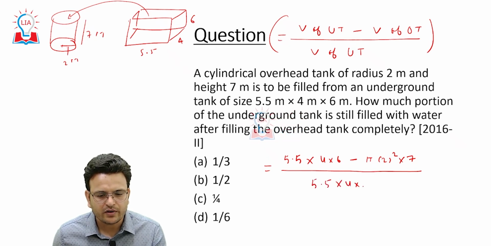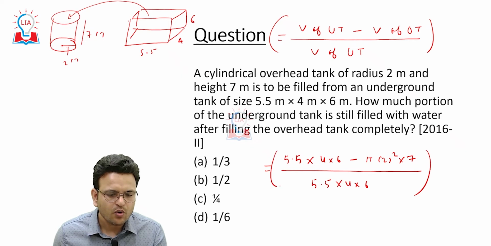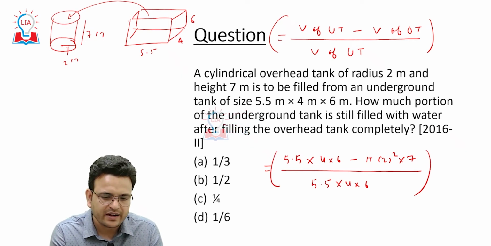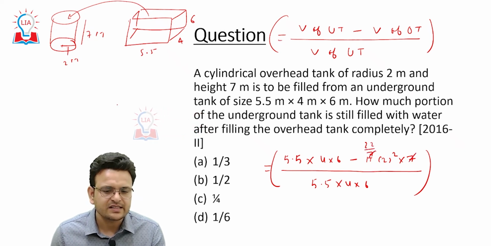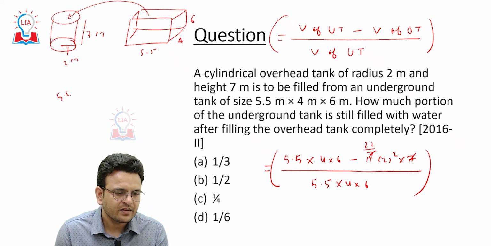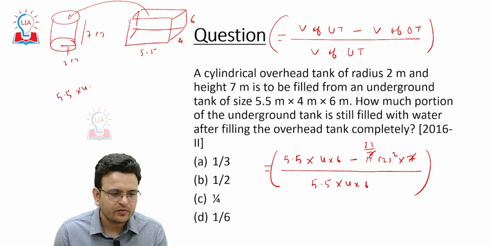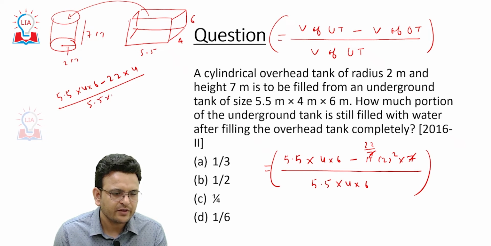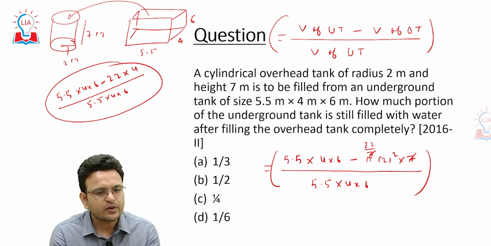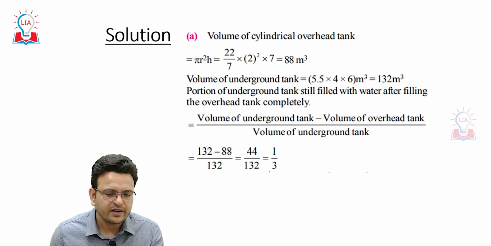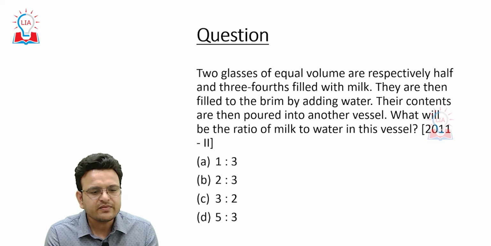If you are able to solve this particular equation, you are going to get an answer. So it becomes, I can say pi 22 upon 7, 7 and 7 cancel, and it becomes 5.5 into 4 into 6 minus 22 into 4 upon 5.5 into 4 into 6. Just solve this particular equation, you will get an answer, and the answer will be 1 upon 3. Let's see one more question.